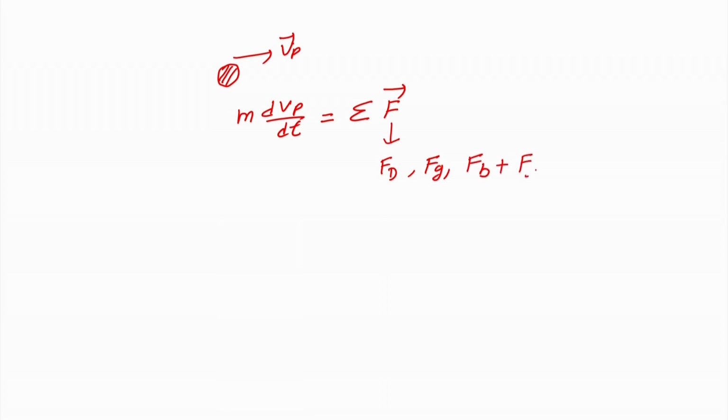So, what we will do? We will write the rate of change of momentum for the particle, which will be m dVp upon dt, that will be equal to the summation of forces which is acting on the body. Now, what are the forces which will be acting on any body? The forces can be drag force, gravitational force, buoyancy force, any lift force, or any other external force.